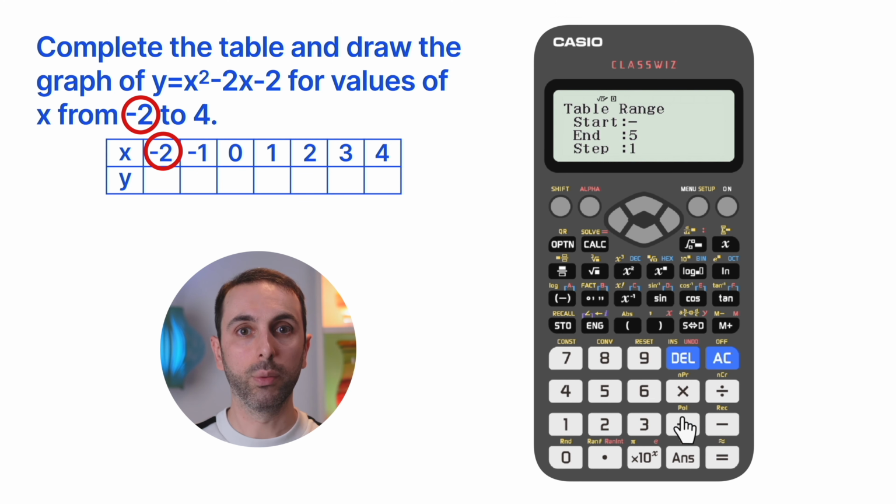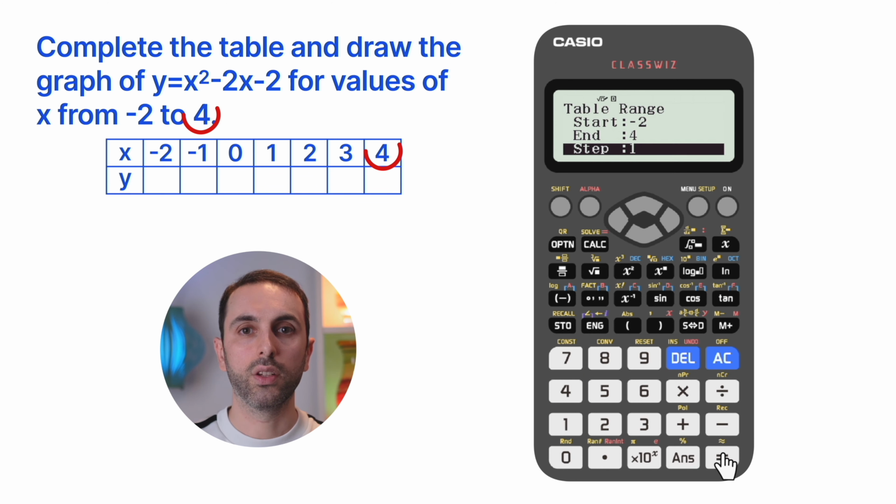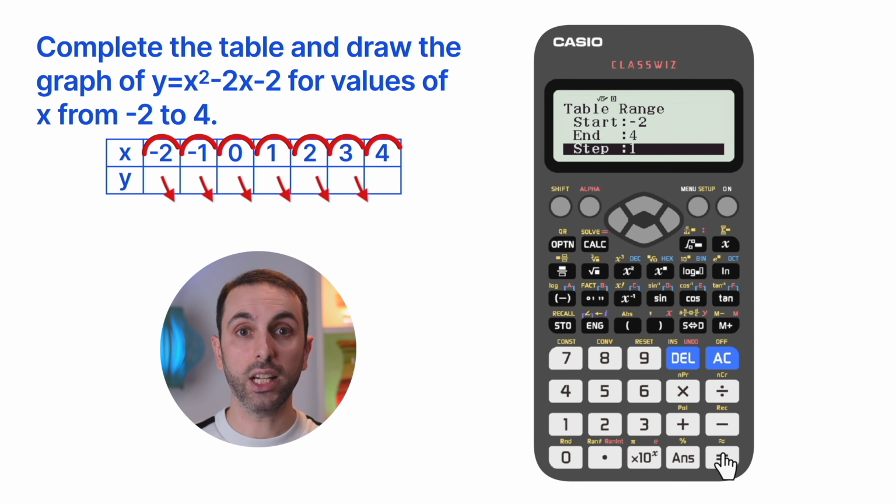Let's type -2 into the calculator, then press equals. The end value is the final value from the table, so we'll type 4 into the calculator, then press equals. The step is how much we increase the x values by along these columns. Since we increase by 1 and the calculator has it already, we'll press equals.